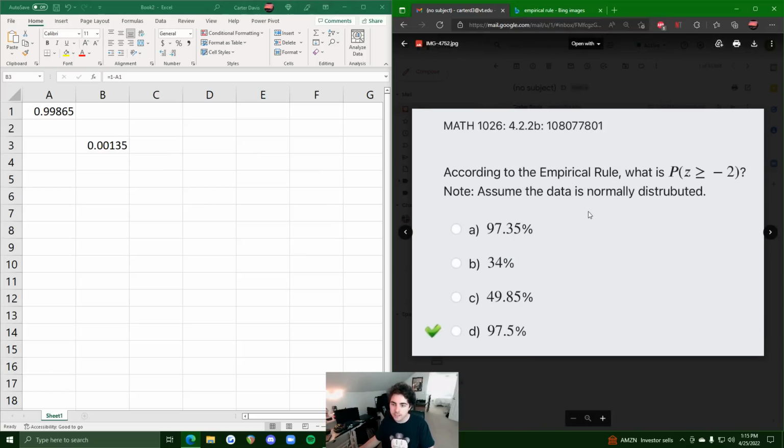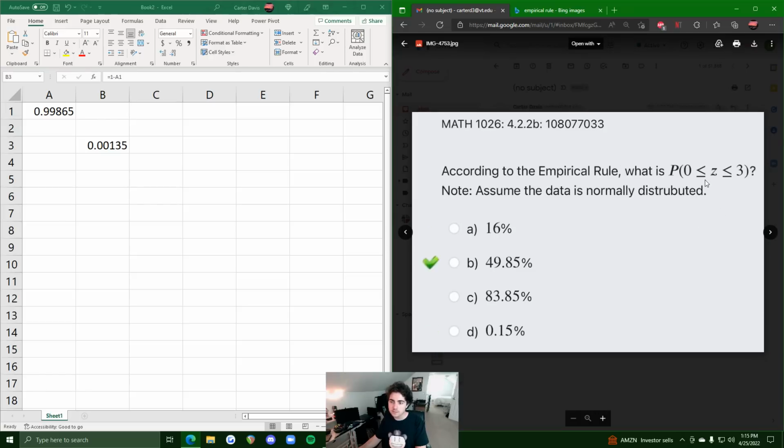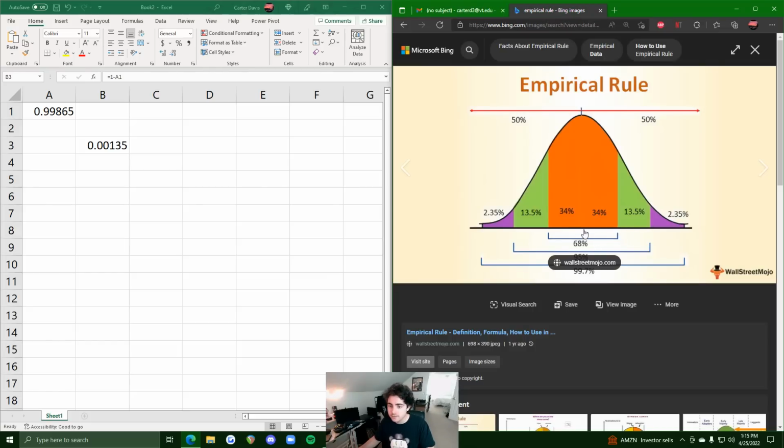So z greater than -2. I think we've done that one already. Same deal. So let's do this one: the probability of z being between 0 and 3. Okay, let's clarify what they're looking for here. They're saying when the data point is 0 standard deviations away from the mean. They're basically saying from z equals 0, which is right in the middle, all the way to z equals 3. What is the percentage here?